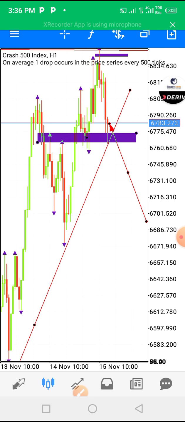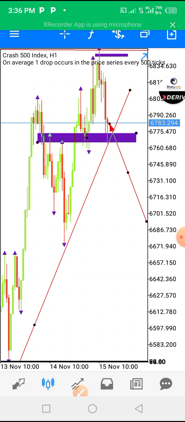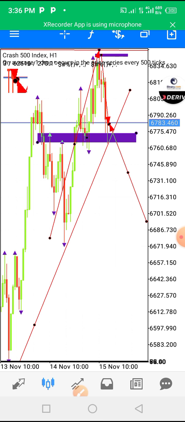Let me tell you what happened here. This market touched here, couldn't break it and returned to the zone. Touched for the second time, couldn't break it. Then the third time it broke it, bam, and retested. This is what just happened. It just retested that 9.